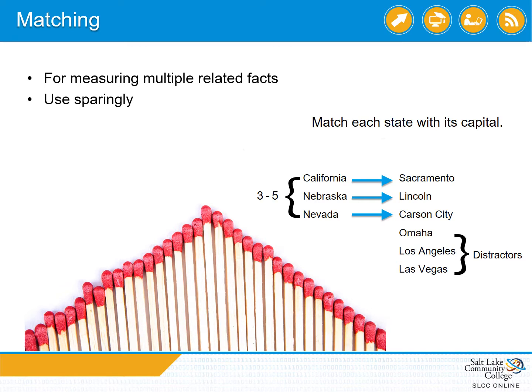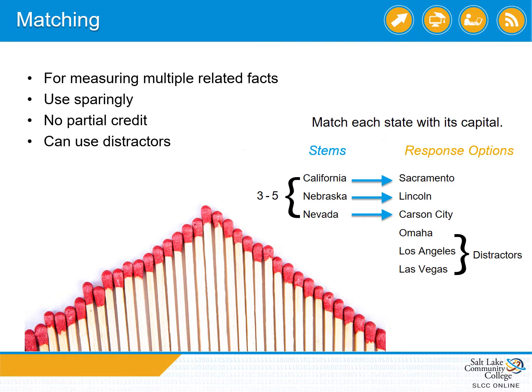It is recommended not to provide partial credit, if possible. Matching items are most effective when 1 or more distractors are included to prevent using the process of elimination. Notice that matching items typically have more response options than stems.